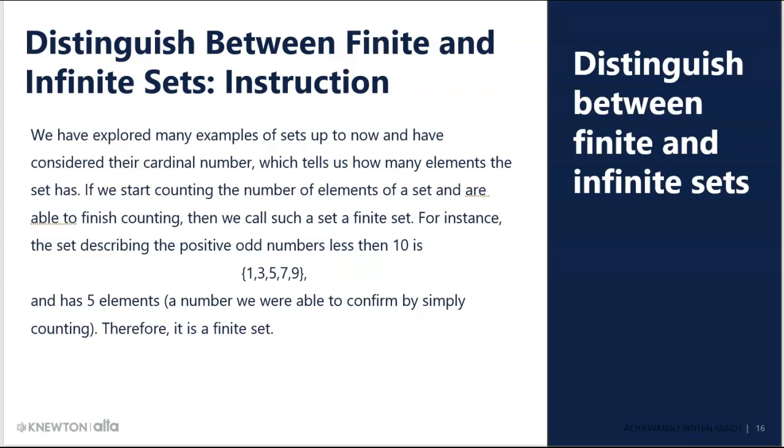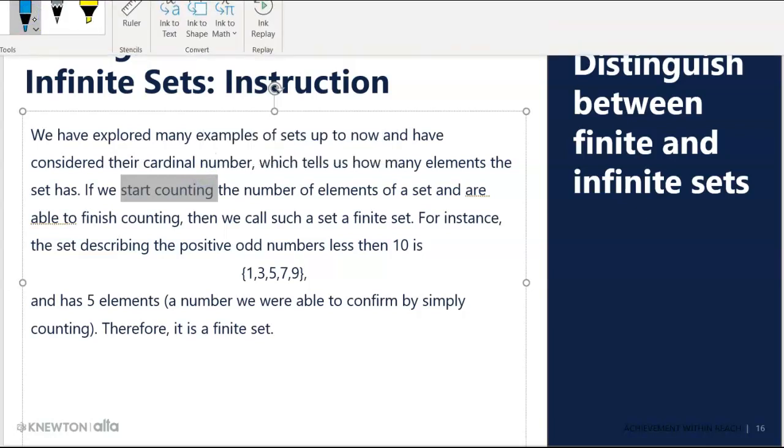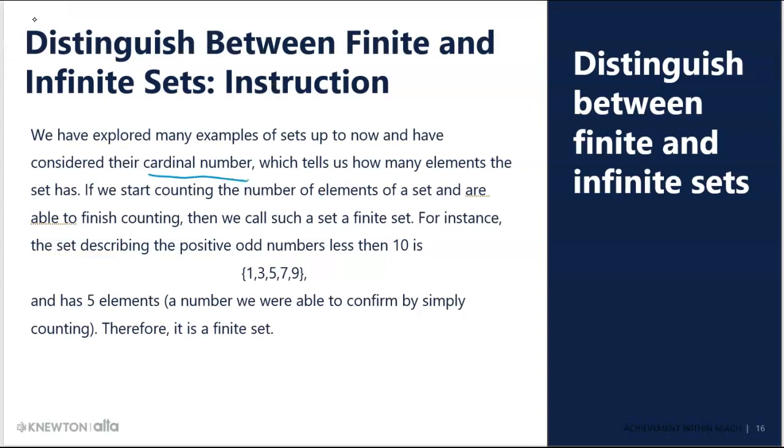So we've talked about the idea of a cardinal number. That tells us how many elements are in the set. So if we count the number of elements, we will know its cardinal number. If we can count and finish counting, that set is finite.